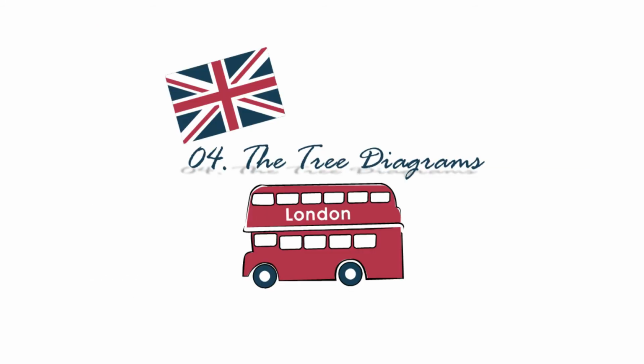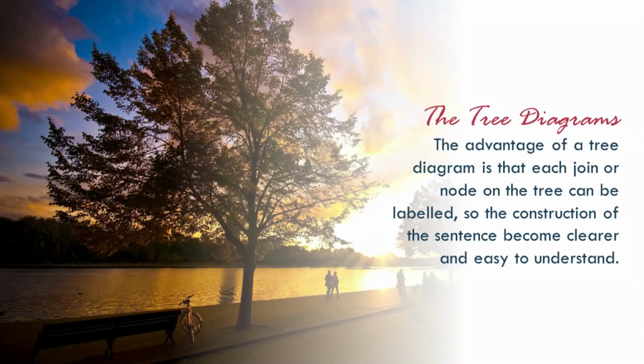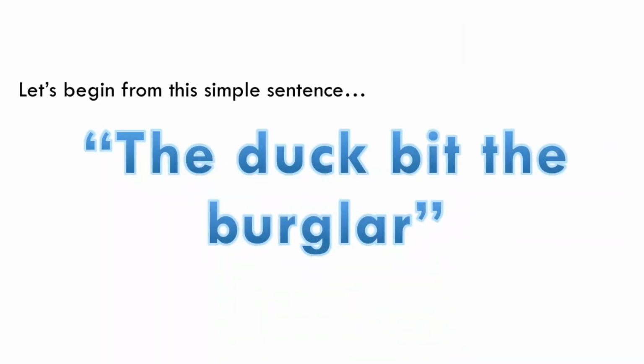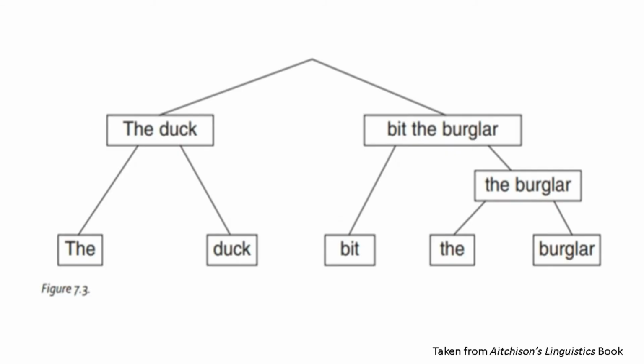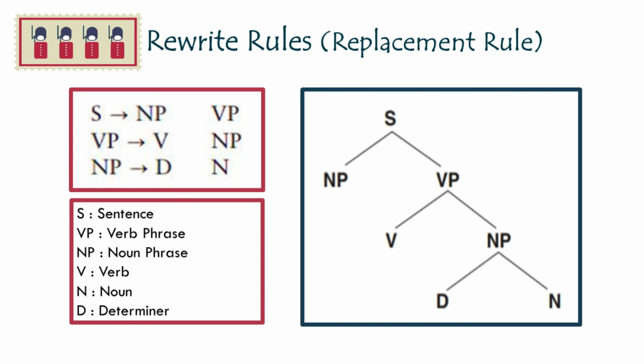Part 4. The 3 diagrams. The 3 diagrams are diagrams where we can easily break the sentence into smaller pieces and analyze them. Let's begin from this simple sentence. The duck bit the burglar. Here's the 3 diagram from the sentence, the duck bit the burglar. Rewrite or replacement rule. A rewrite or replacement rule is a rule where the symbol to the left of an arrow is replaced by an expanded form written to the right of the arrow.